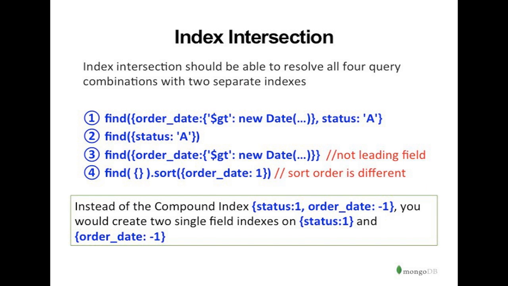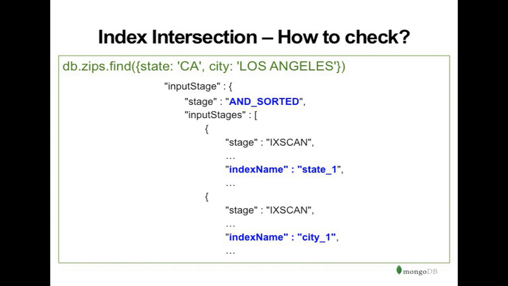So this is where index intersection comes into the picture, where all the four scenarios we looked at can take advantage of the index intersection feature. To use this feature, instead of the compound index on status and order date fields, you would create two single field indexes, one on the status field and one on the order date field in descending order. When MongoDB goes through its query optimization, it may or may not choose index intersection. It really depends on your data set and your data access pattern.